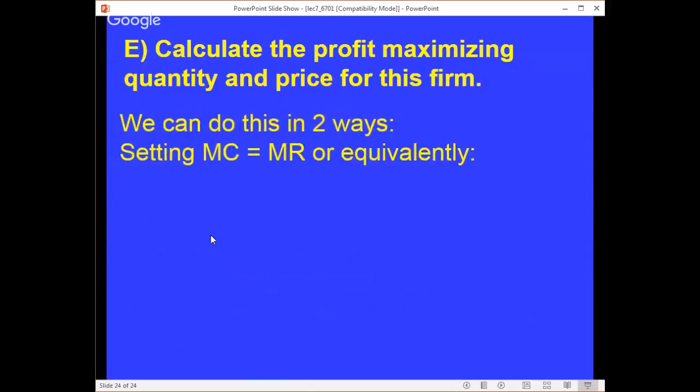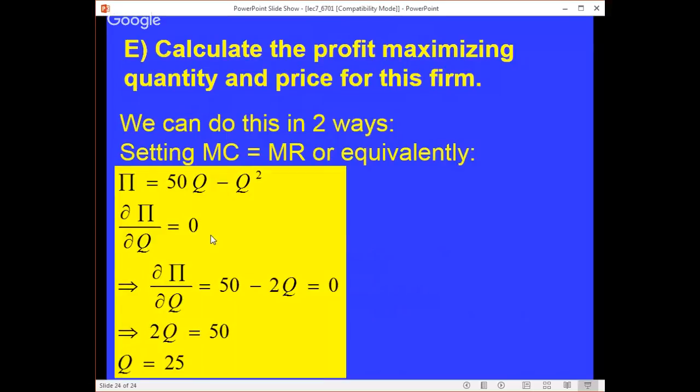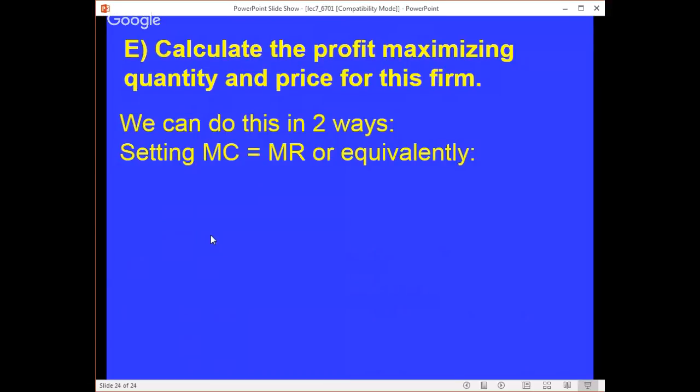I can do this in one of two ways. What we saw last week, I can set marginal revenue equal to marginal cost, or I can simply take my profit function, take the derivative and set it equal to 0. Why don't you go ahead and take the profit function and take the derivative and set it equal to 0 and solve for Q. And you'll notice when you take the derivative, it's the same thing as taking marginal revenue and making it equal to marginal cost. So you have marginal revenue minus marginal cost.